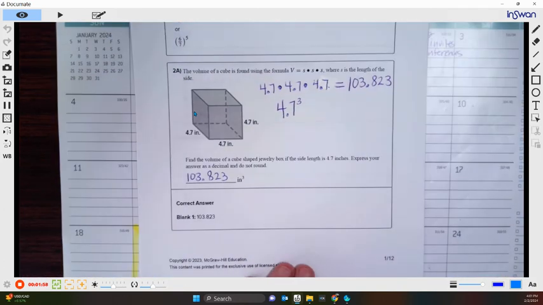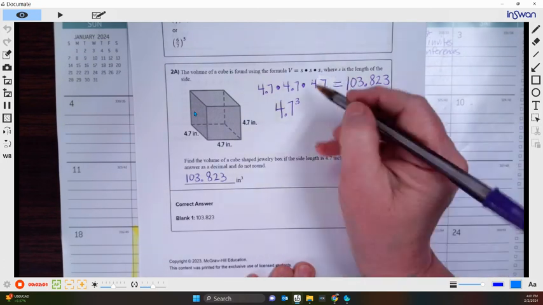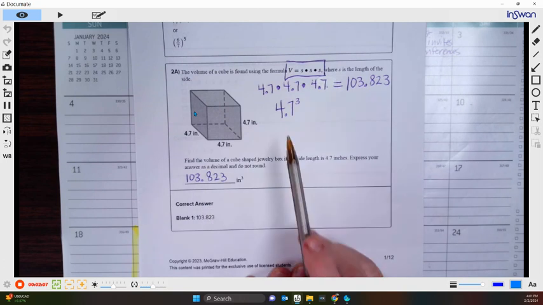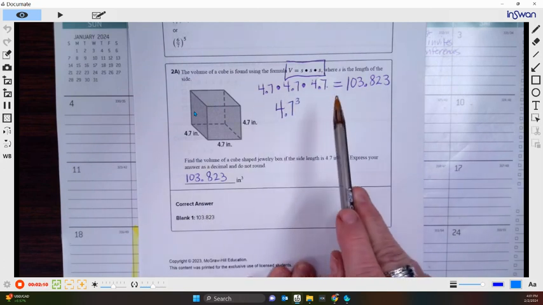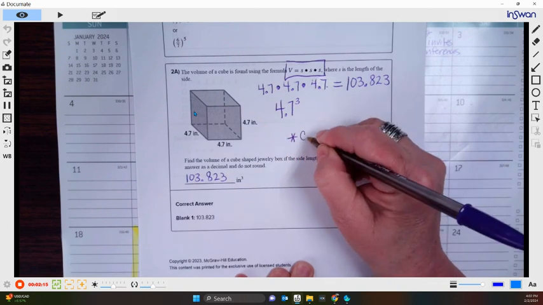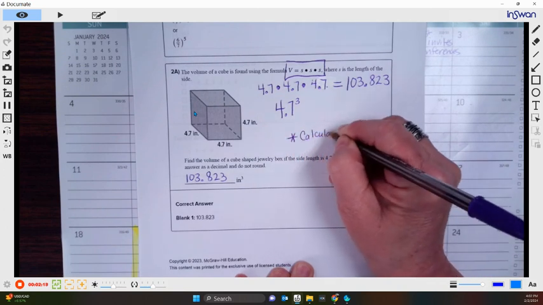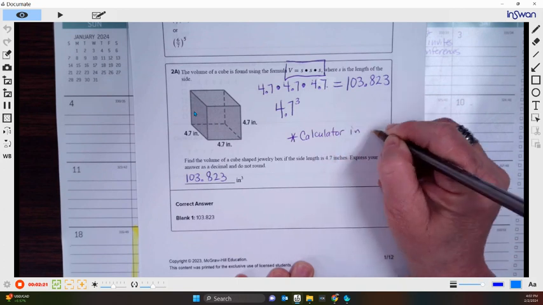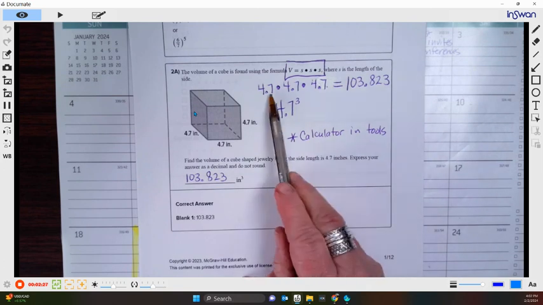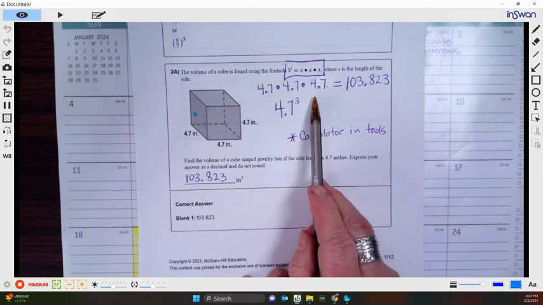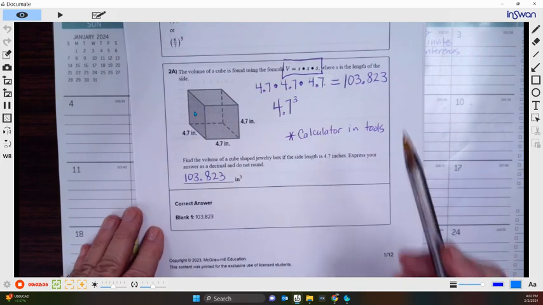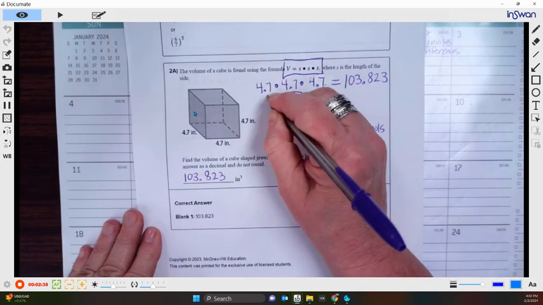So pretty easy there, cut and dry. On the next one, it was a volume of a cube, and you have the formula here. Volume equals length times width times height. It's a cube, so they're all the same. So that means 4.7 times 4.7 times 4.7. On this one, there was a calculator in the side tools that was available for you to use. You would have just multiplied 4.7 times 4.7 times 4.7. The correct answer is 103.823. That written as an exponent is 4.7 to the third power.